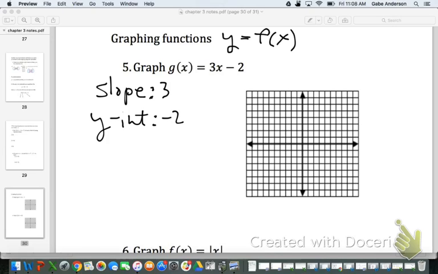If you guys would, this is good review for your quiz on Monday. So if you could, graph the y-intercept, count off the slope, and let's see if we can get this line set up. And then we're going to look at number 6, which is a totally different graph. I would bet many of you have never even seen number 6. Nope, it's not a parabola.